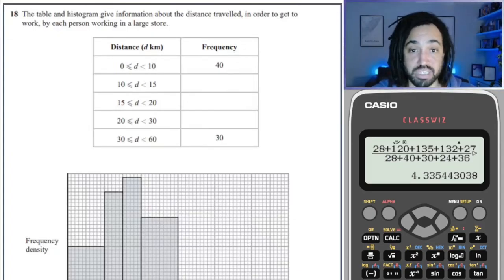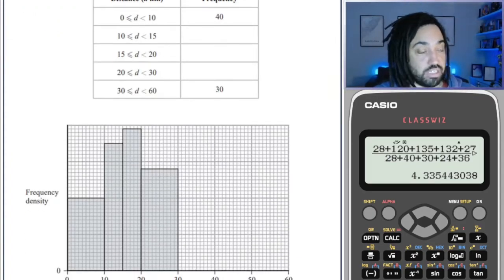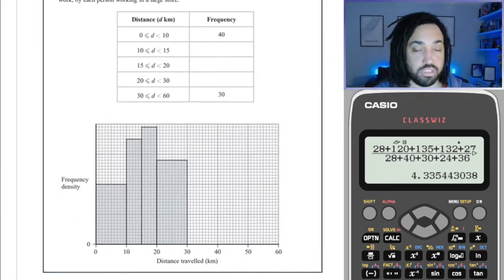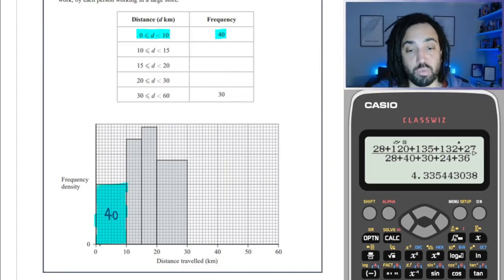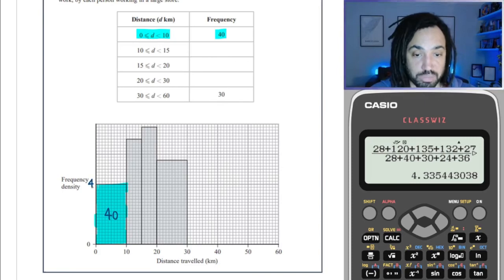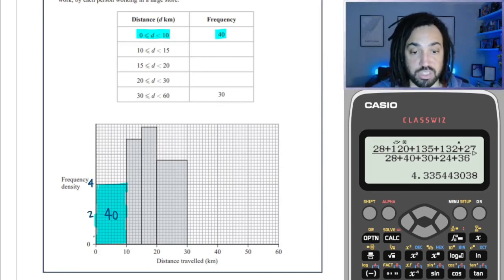So here we've got an incomplete table and an incomplete histogram. So what we're going to need to do is match up some of the information. So from 0 to 10, we actually know that box here, so we can use this one. Because we know that the frequency is 40, which means the area is 40. So if the width is 10, well, the height must be 4 in order to make an area of 40. So if that's 4, then that's 2, which means that's 6 and that's 8. And then obviously that's 7, 5, 3 and 1.